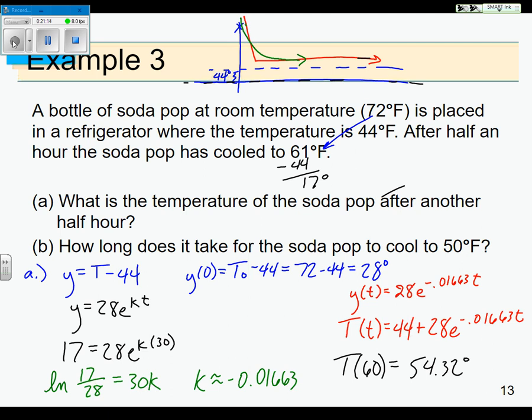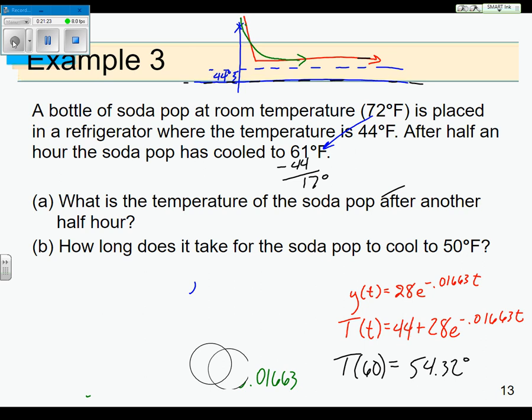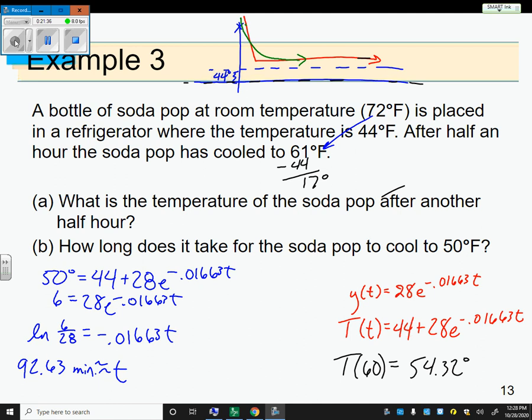How long does it take the soda pop to cool to 50 degrees? All right, I'm going to erase part of this. I'm going to let you work that out and see what you get. So go ahead and hit pause, and then I'll work it out over here on the side, and you can see if you get the same thing I did. I got about 92.63 minutes on that. It'd be about an hour 33 if you worked it in hours instead of minutes.